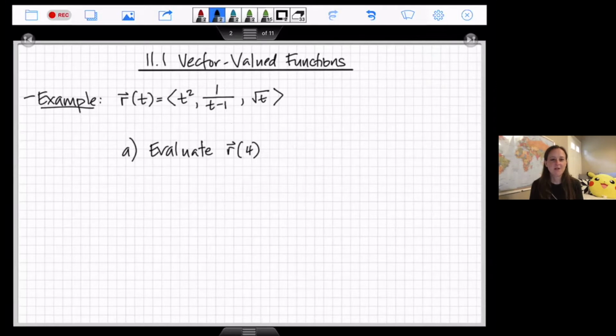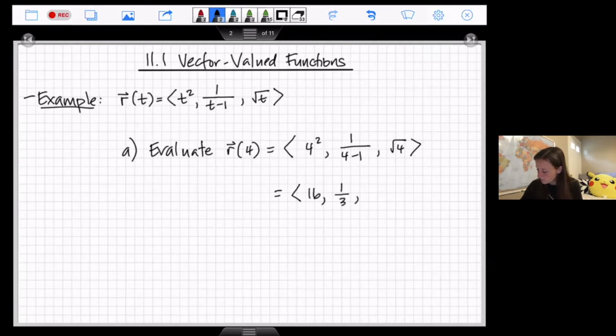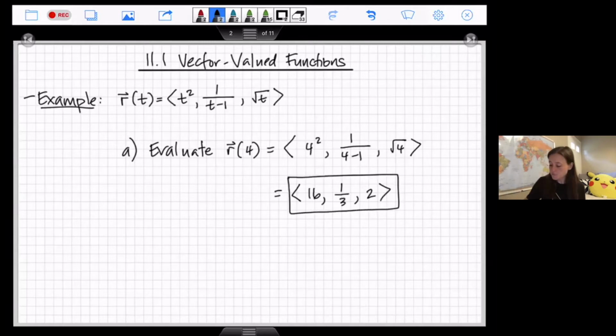And we're just asked to evaluate r of 4. That just means what you would think it would mean. We're just going to plug in t equals 4. Okay, so 4 squared, comma 1 over 4 minus 1, root 4. And this is all it is. We plug in one number, 4, and then it spits out a vector, which in our case is going to be 16, 1 over 3, root of 4 is 2. And that's it. Okay, each real number gets associated with a vector.